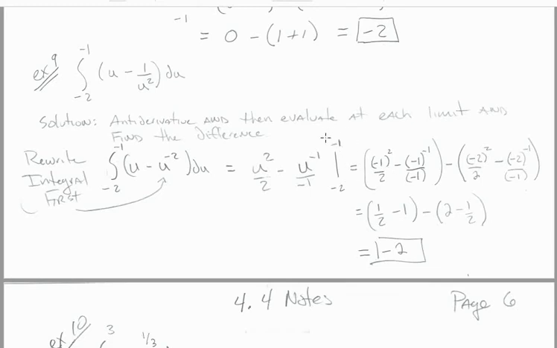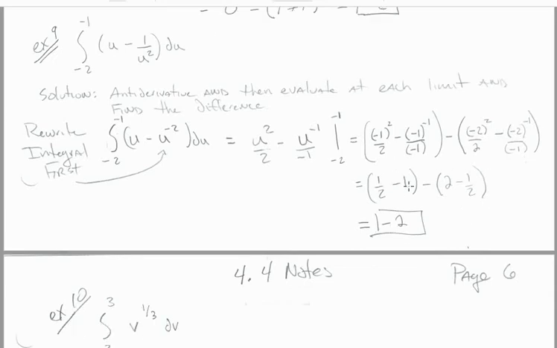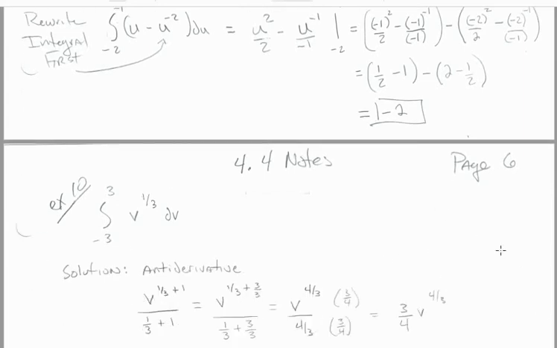Plug in or substitute in the upper limit, which is negative 1. Substitute in the lower limit over here, which is negative 2. Once you get those numerical values, okay, you should work this out to negative 2. So once again, I encourage you guys to work through all the examples and make sure that you're getting the same answers that I have on here. Okay, that'll really help you make sure that you understand what's going on and getting through the fundamental piece.